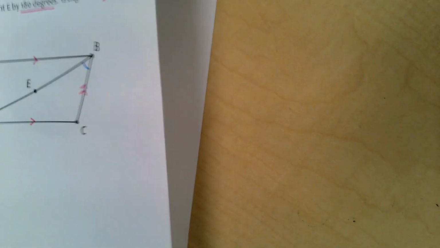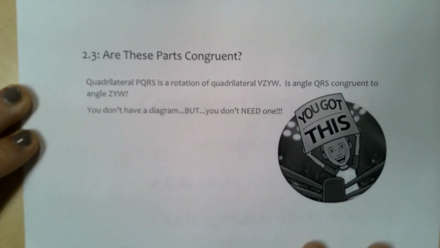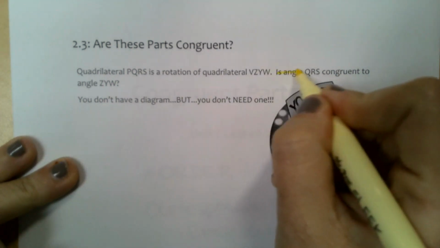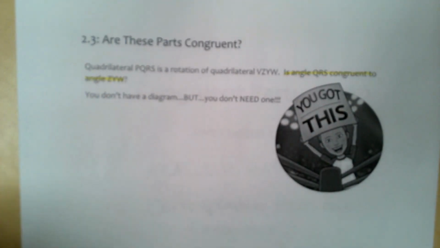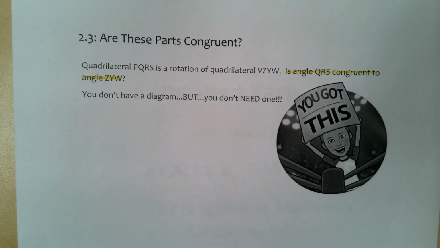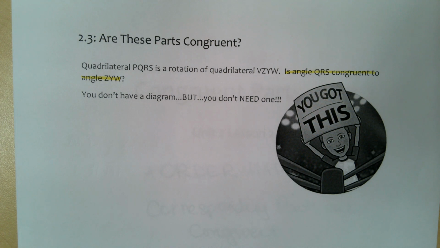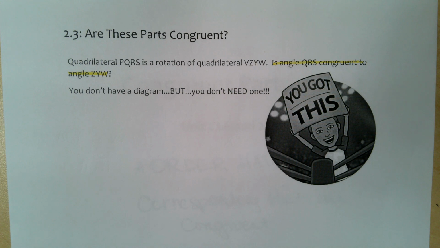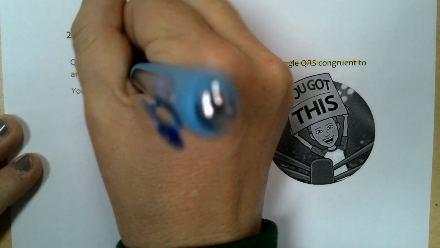All right. Couple more. Almost done, I promise. Next one says, quadrilateral PQRS is a rotation of quadrilateral VZYW. Okay. And it says, is angle QRS congruent to angle ZYW? And it says you don't have a diagram, but you don't need one. Okay. So think about it. What does the statement tell you? All right. So answer is yes, they are.